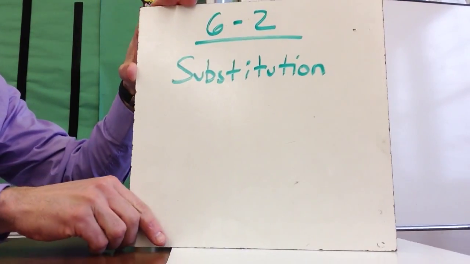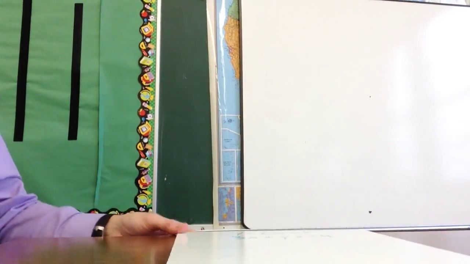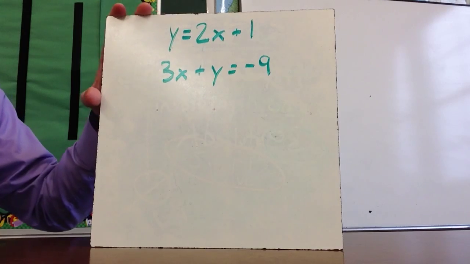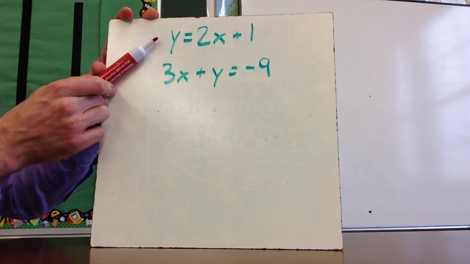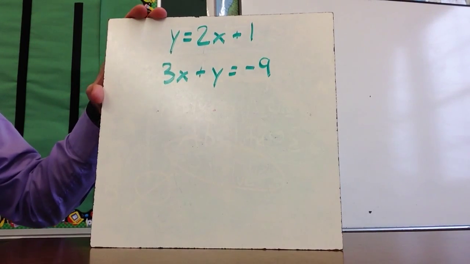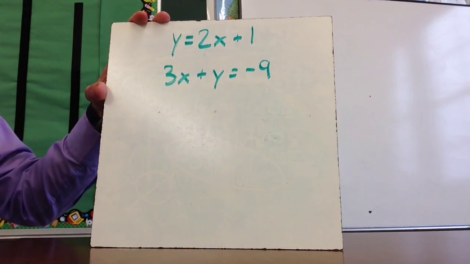Today's video will discuss chapter 6.2, substitution. So I want you to think of these two equations as equations of a line, which is exactly what they are. This is an equation of one line, and this is an equation of another line, and what we're looking for is what value of x and y will make both this statement and this statement true.